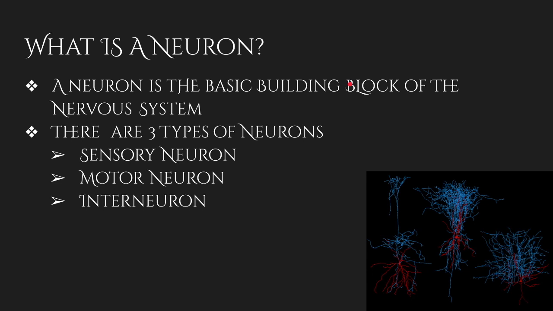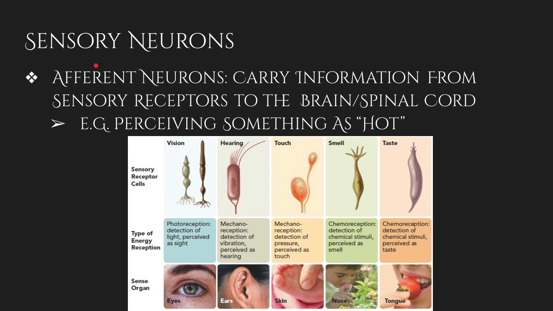So you might be asking, why are they so unique from other cells? Well, their membrane is designed to send information to other cells. There are three types of neurons, which are the sensory neuron, the motor neuron, and the interneuron. So let's learn about the sensory neurons.